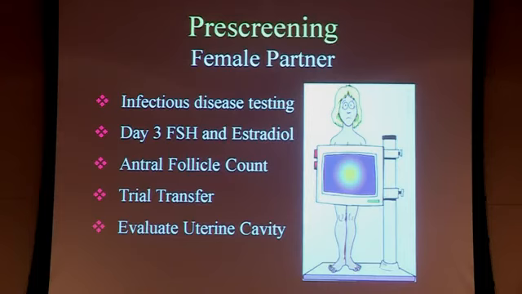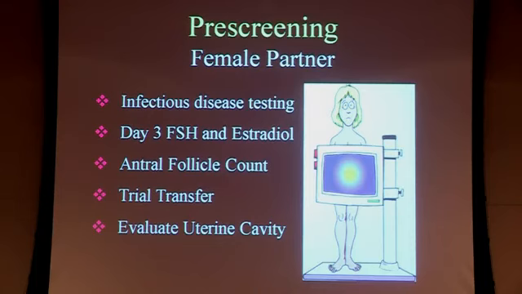We will also perform a trial transfer, which is basically a practice run where we take a catheter and pretend we have embryos there and go through the cervix and enter the uterus to make sure that we don't have any actual difficulties on the actual embryo transfer when we have embryos in there. We don't want to have a struggle. We want to know what the anatomy of the cervix is going to be beforehand.